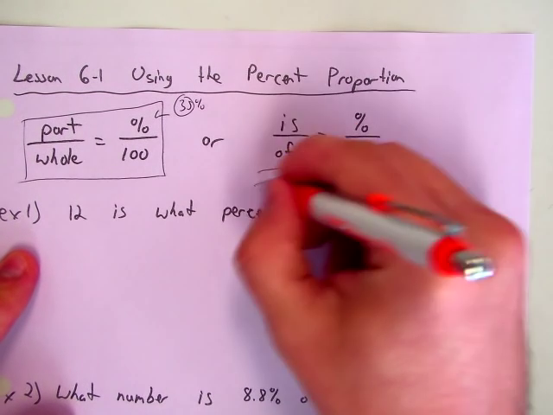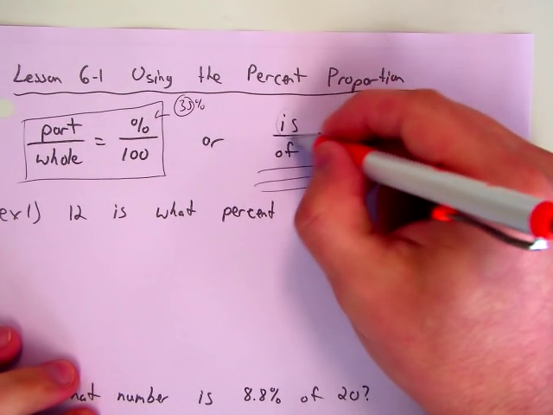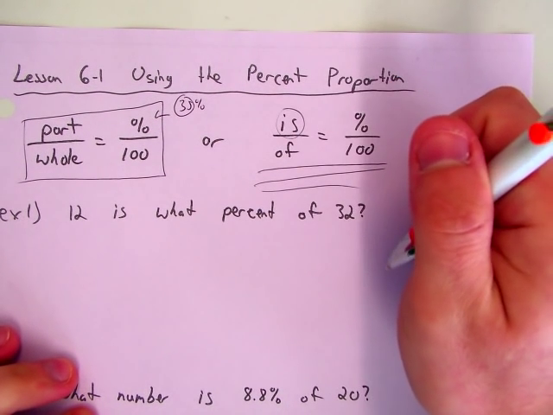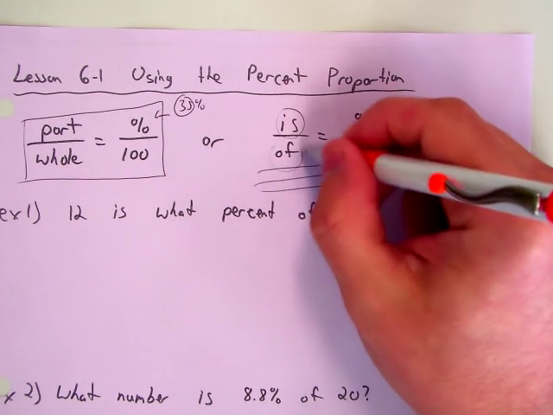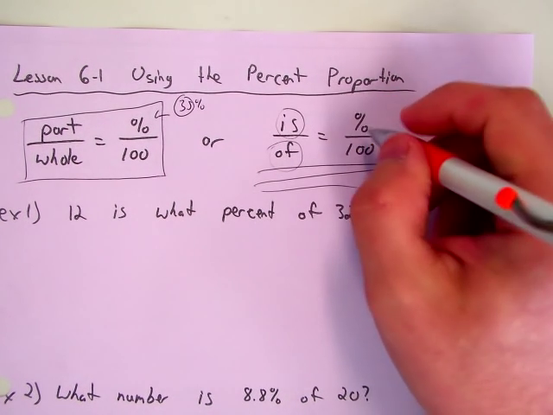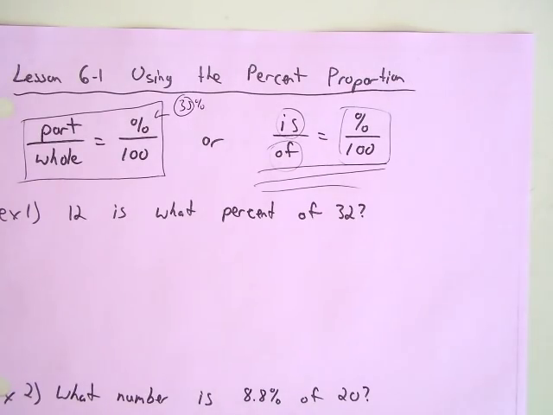Or another way we could look at it is this way, and this is going to be helpful for us when we're reading what the problem is asking us. So the part is considered to be the is, and that's going to be the number that is closest to the word is. The of is the whole, and then this part over here, the percent divided by 100, doesn't change. So let's look at example 1 and see if we can figure out how to use this proportion.